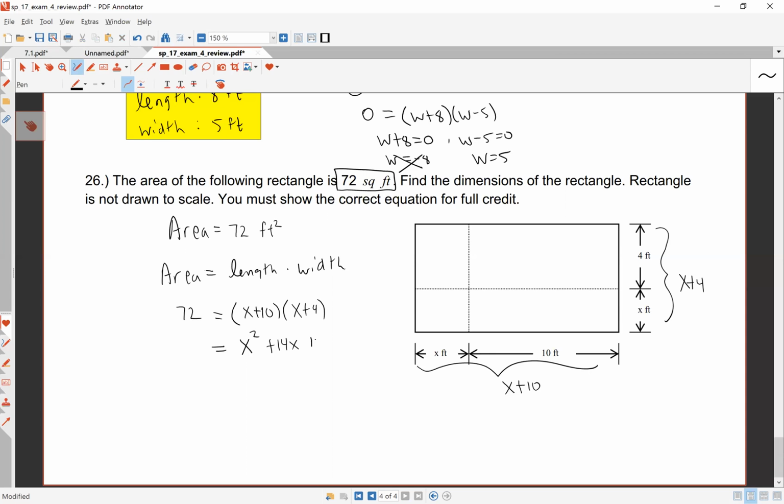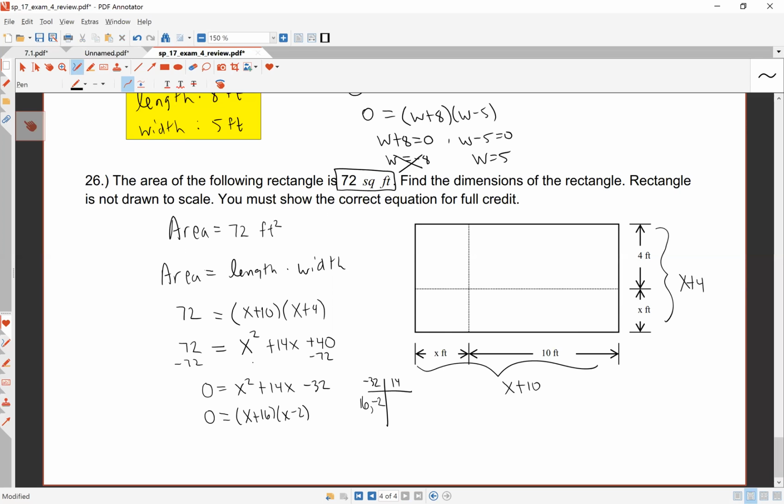So we subtract 72 from both sides. 40 minus 72 is negative 32. Product of two numbers, it's negative 32, that adds to 14, is going to be positive 16 and negative 2. So those are the numbers that factor it, x plus 16 and x minus 2.